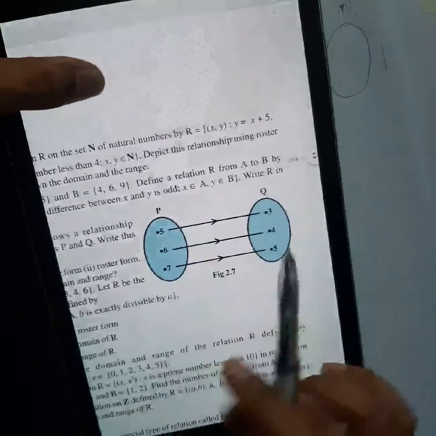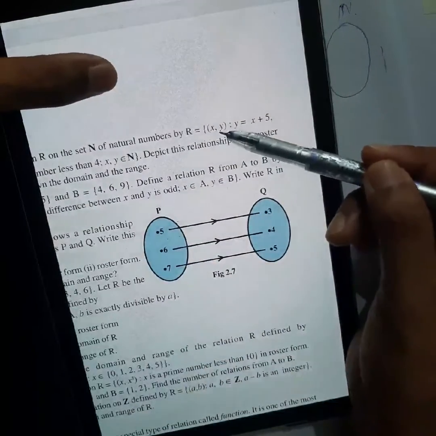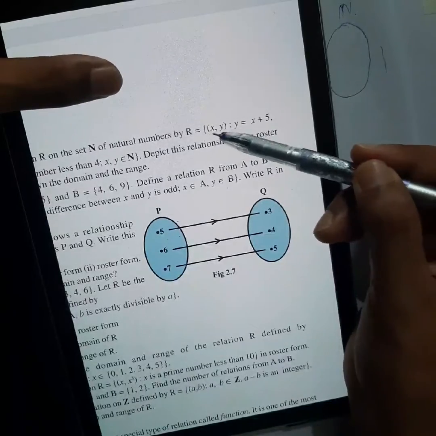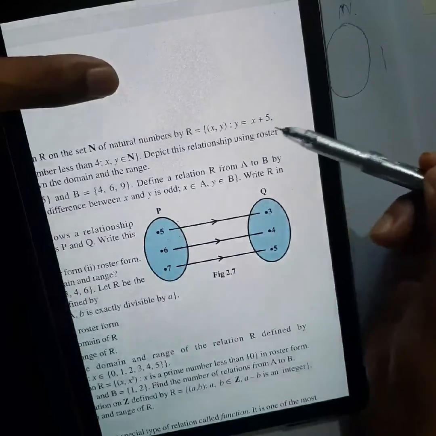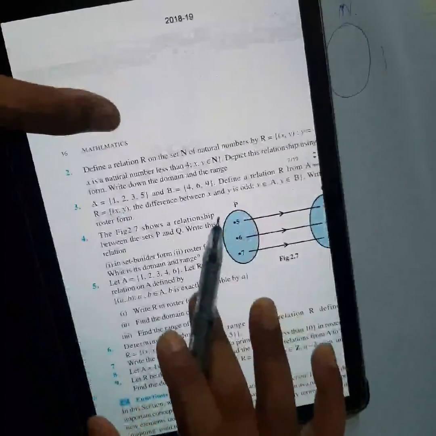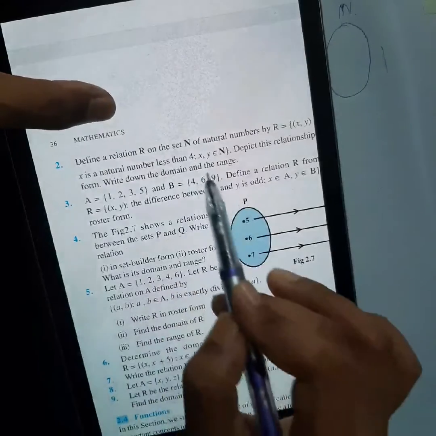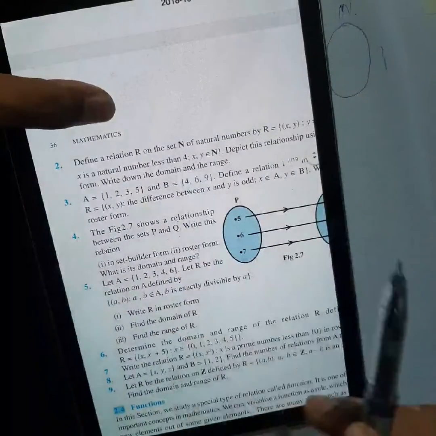So they have given the relation. What is the relation between this? They have said the relation set will have these ordered pairs, where the relation between x and y will be this one. Can you see the relation is given? y is equal to x plus 5. Then again they have said x is a natural number less than 4, okay? x is a natural number less than 4.